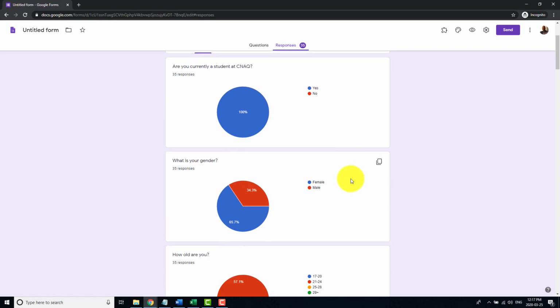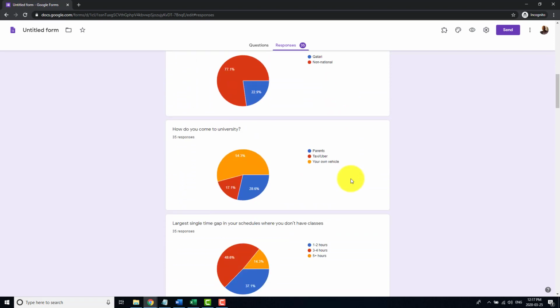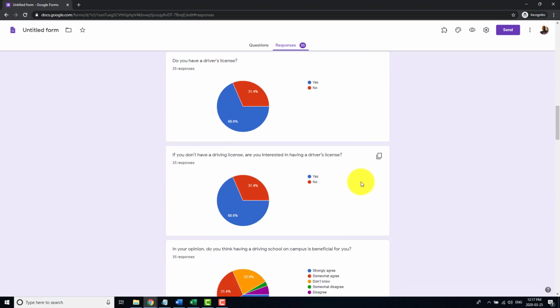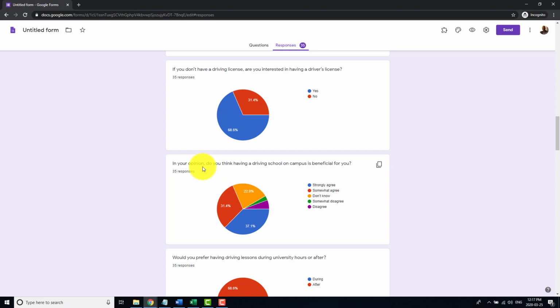And even though, as we scroll down, you're going to have your MDP question, okay, and we'll just look for the MDP question: in your opinion, do you think having a driving school on campus is beneficial for you? And we have 37.1% strongly agree and 31.4% somewhat agree. So we could say 78% of the students agree that we should have a driving school. But that's still not good enough. We need to know who these people are.